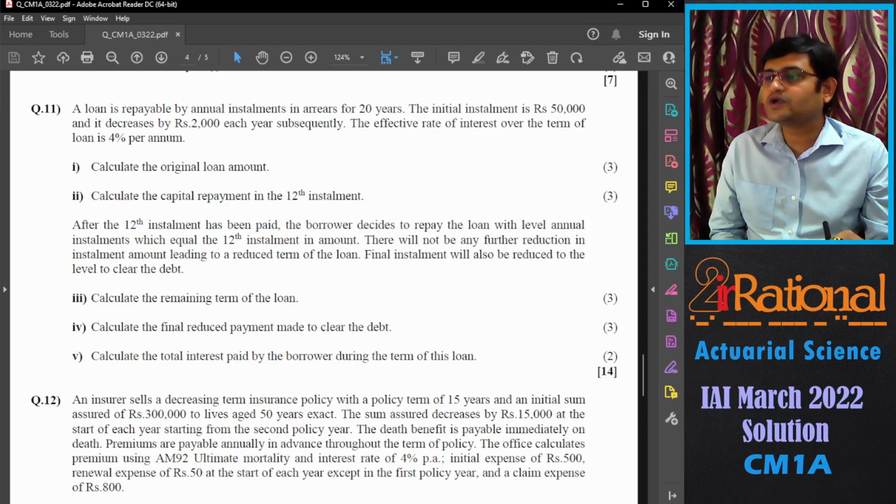After the 12th installment has been paid, the borrower decides to repay the loan with a level annual installment which equals the 12th installment in amount. There will not be any further reduction in the installment amount, leading to a reduced term of the loan. The final installment will also be reduced to the level to clear the debt. Calculate the remaining term of the loan, then calculate the final reduced payment made to clear the debt, and calculate the total interest paid by the borrower during the term of this loan.